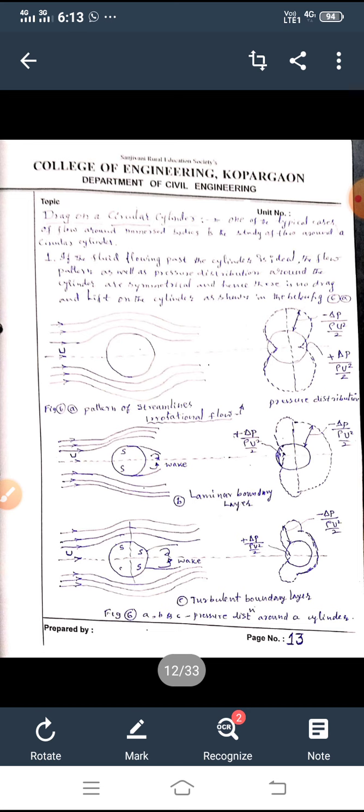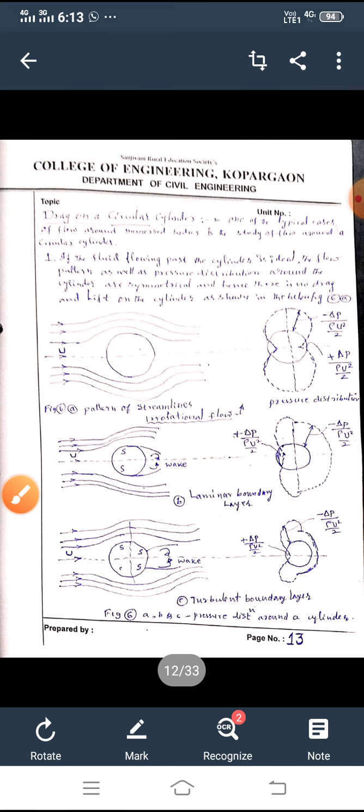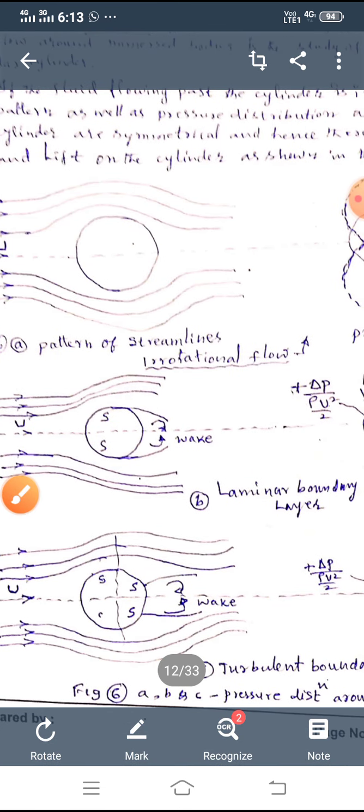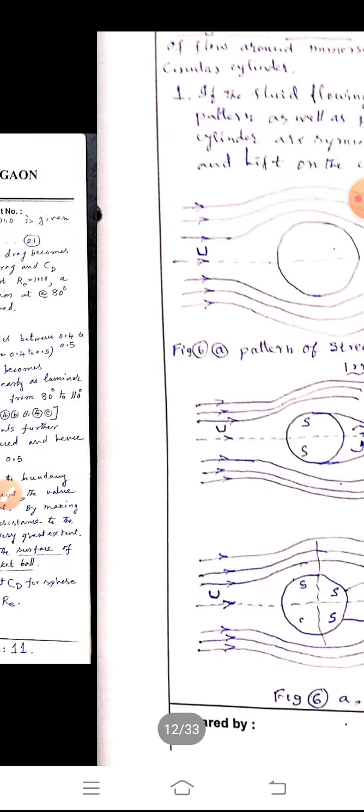This is for an ideal fluid, and these two figures are for a real fluid. Here the flow pattern as well as the boundary layers are symmetrical, whereas here it is not so. And that too, in case of a laminar boundary layer in a real fluid, the wake portion is larger, whereas in case of a turbulent boundary layer, the wake portion is narrow. Therefore, the CD drops down.